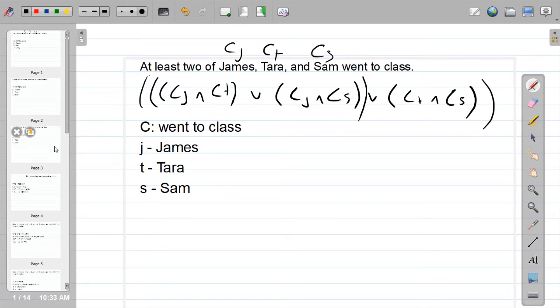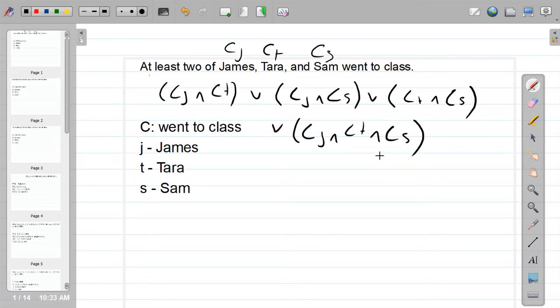Yeah, question? What about the case when all 3 go to class? So that's, okay, good. If all 3 of them go to class, that's fine. There's absolutely nothing wrong with saying, or CJ and CT and CS. Nothing wrong with that. That is logically equivalent to what we just wrote, however, right? So you don't, strictly speaking, need that. It's absolutely fine. You lose no marks on the test for that.